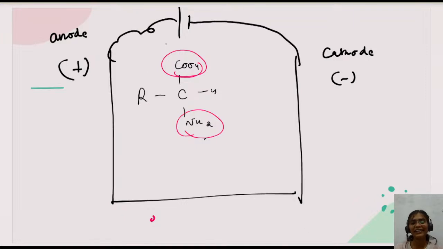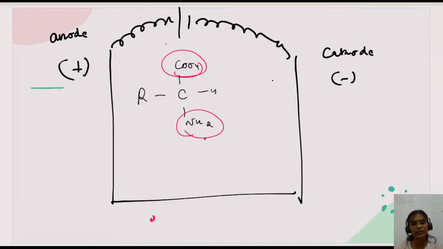Okay, anyway. Answer: electrochemical or electrolytic cell. If you're using a current from outside and converting it into chemical energy, it becomes an electrolytic cell. So this is an electrolytic cell. In this case, what is the point of observation?